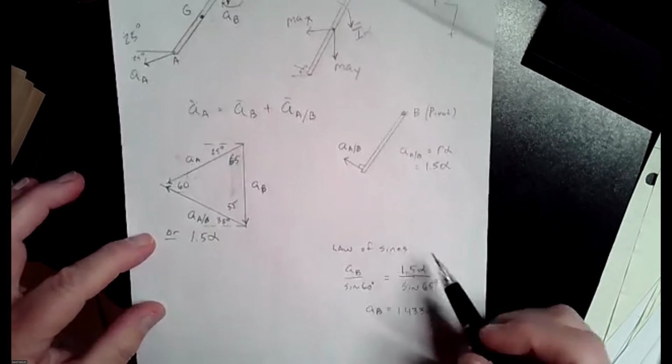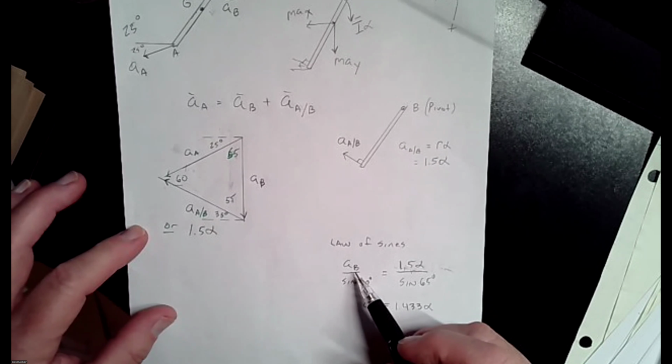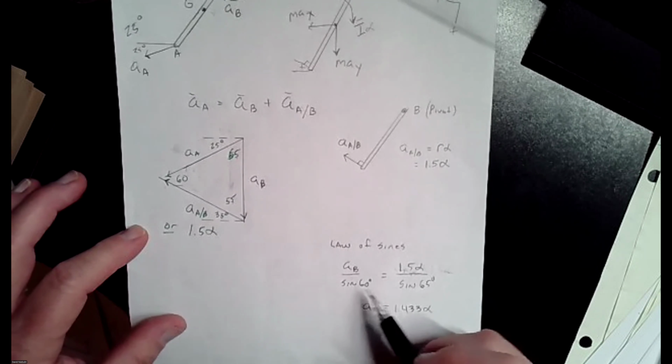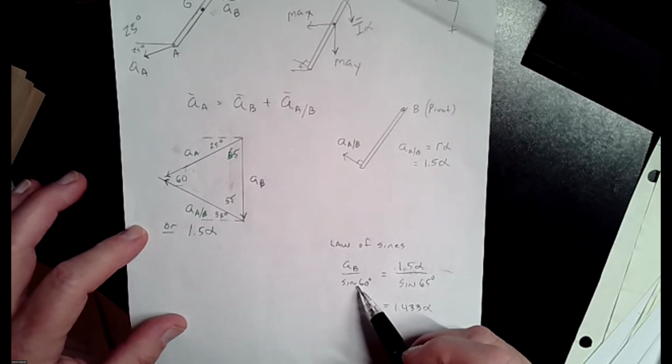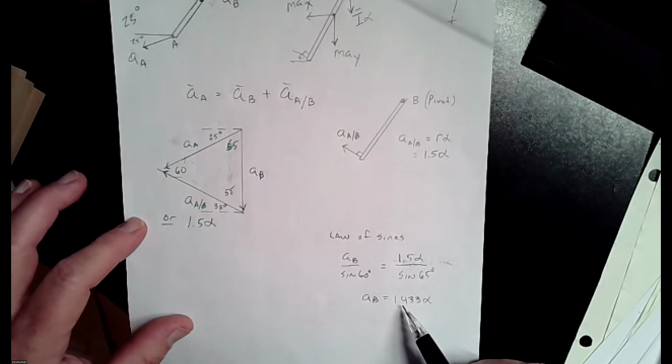What we can do now is use the law of sines, and we can figure out that the acceleration of B with respect to alpha can be written as acceleration of B over sine 60, the opposite angle, equals 1.5 alpha over sine 65. That gives us the acceleration of B being 1.433 alpha.